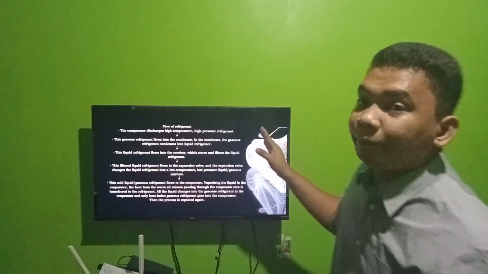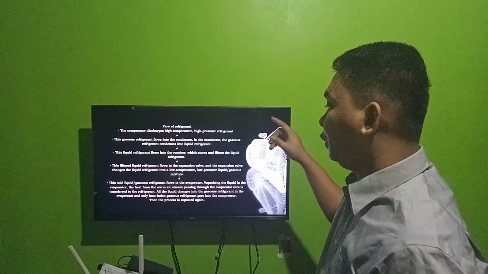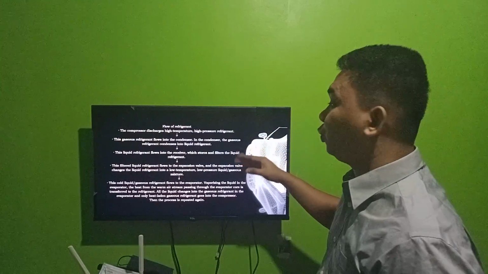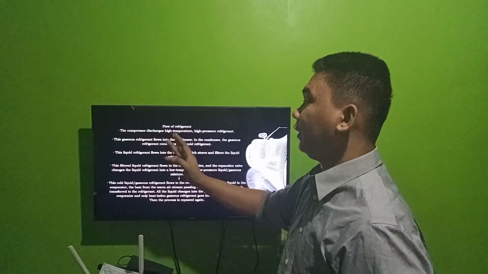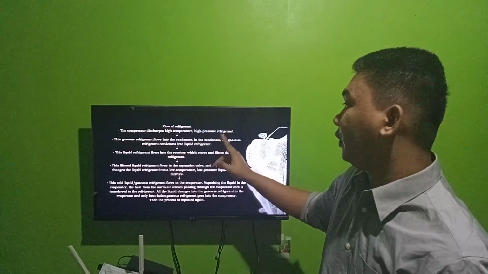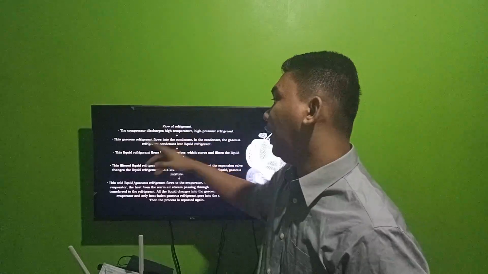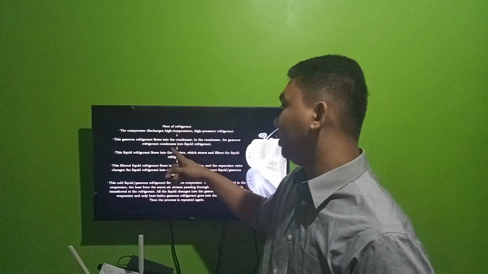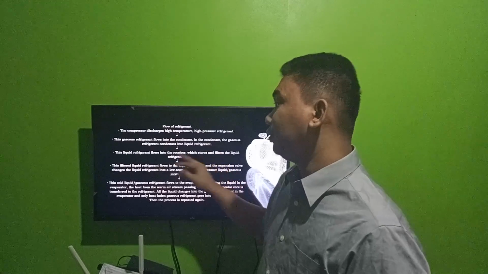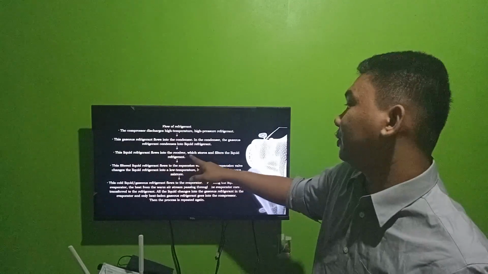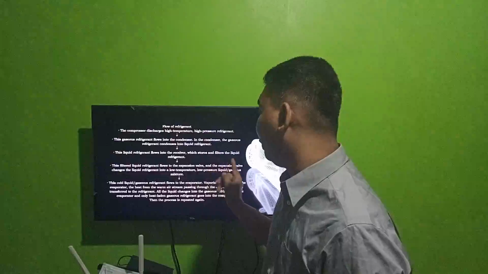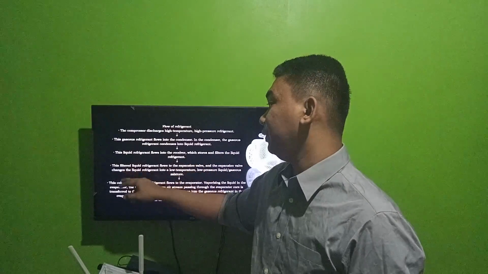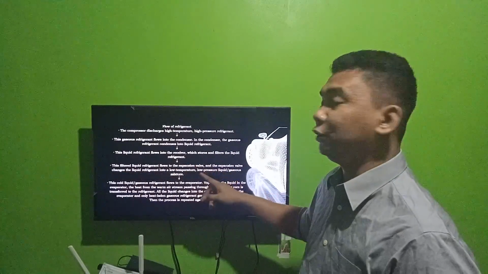Okay, so this is the flow. Guys, you can definitely take a picture of this one. The flow of refrigerant: the compressor discharges high temperature, high pressure refrigerant. This gaseous refrigerant flows into the condenser, where it condenses into liquid refrigerant. This liquid refrigerant flows into the receiver, which stores the filtered liquid refrigerant. Next, this filtered liquid refrigerant flows into the expansion valve.